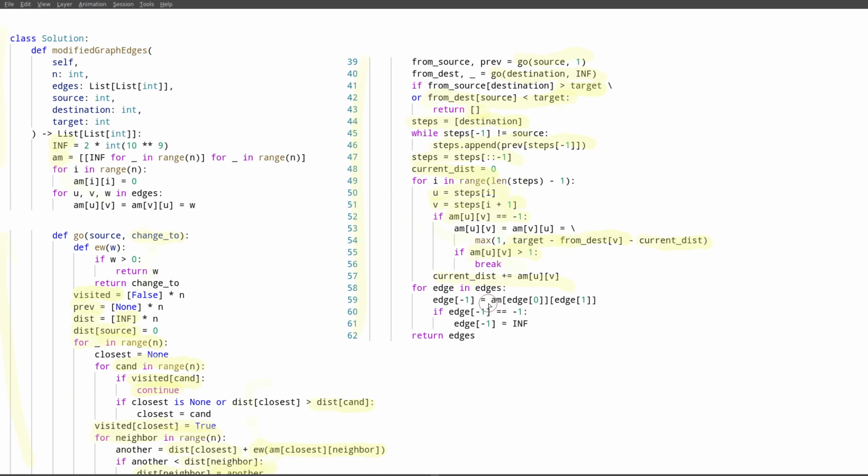And now we set all the other edges to be equal to infinity. So all the edges that are not yet set still have a -1, we set to infinity. And at the end, since the problem asks us to give an instantiation, give the values to all the edges, we just return our edges.